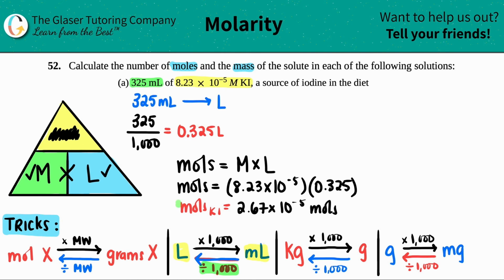Okay, we got one part of the question already. We found the number of moles of the solute. I have a very, very small amount of moles in this solution, only 2.67 times 10 to the negative fifth. So that's done.